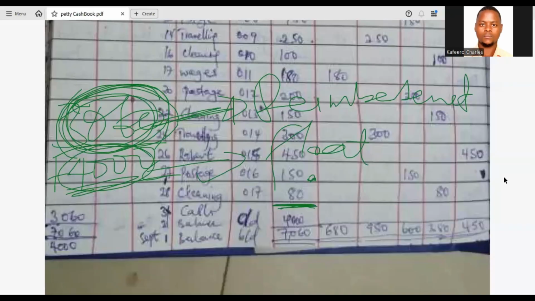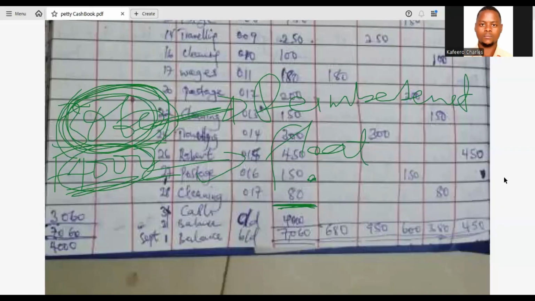But remember, the reimbursement was before the period ended. It was on the same date, on 31st. That's when the reimbursement was made. So how do we handle that? Because they told us we shall take the reimbursement on the 31st. The same day that we are closing off our account is the same day we are taking the reimbursement. So we are not taking the reimbursement on 1st September. We are taking it before the period ends.